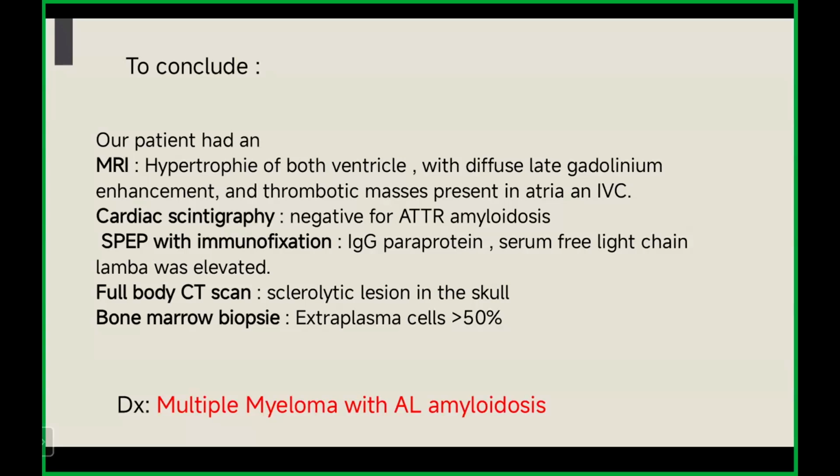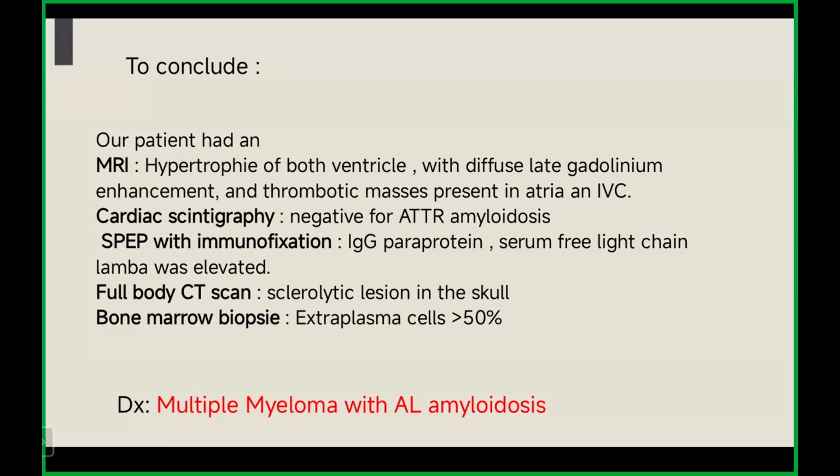Is it AL or ATTR? The scintigraphy was negative for ATTR amyloidosis. So we contacted hematology. We did an SPEP with immunofixation, which showed IgG paraprotein, and free light chain lambda was elevated. So it confirmed the presence of AL amyloidosis.